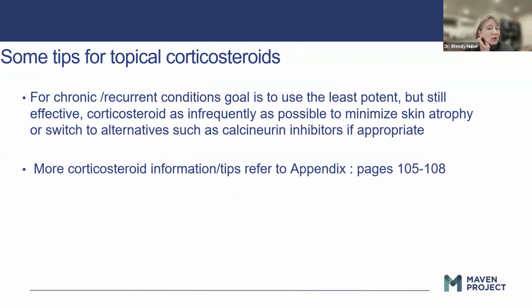For chronic and recurrent conditions, the goal is to use the least potent corticosteroid, obviously, and to use it as infrequently as possible. Now we do have products out that are the calcineurin inhibitors. That would be things like Protopic or Elidel. Those are just 2 brand names, and they don't cause atrophy of the skin. Unfortunately, those products do not work quickly. So if you have someone with an acute dermatitis and you really want to make them better faster, it's better to first start out with a topical corticosteroid of the appropriate strength before going on. And for more corticosteroid information, please do check the appendix at the end of the slide deck.